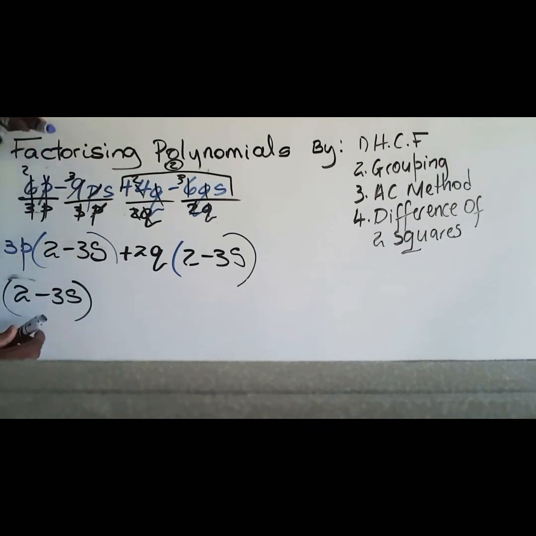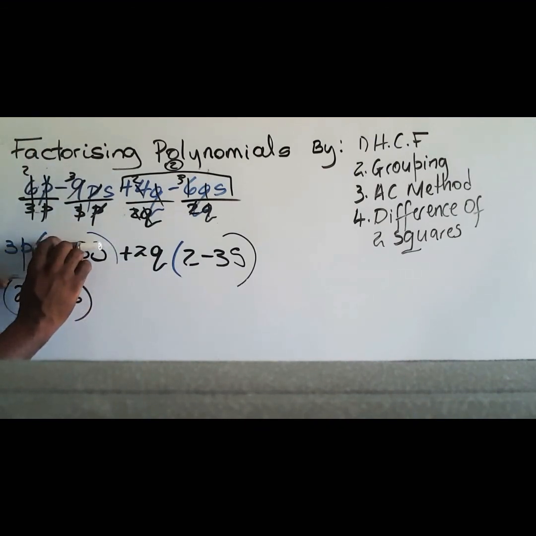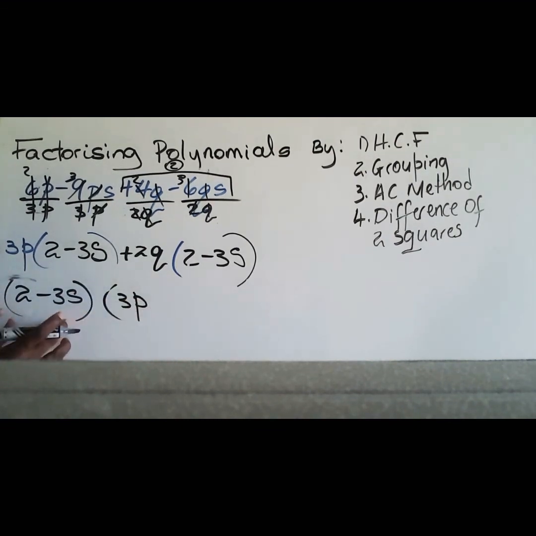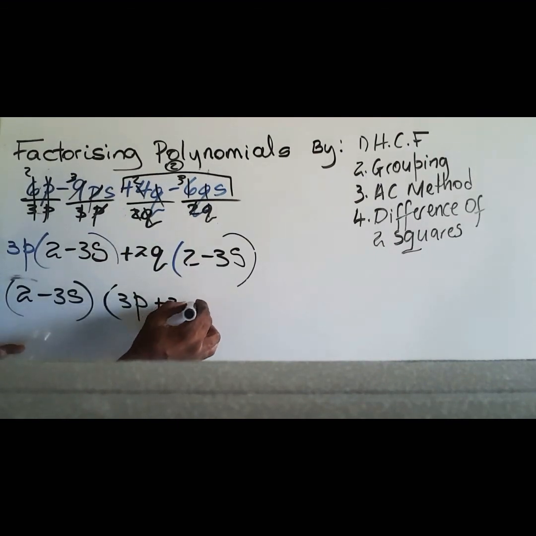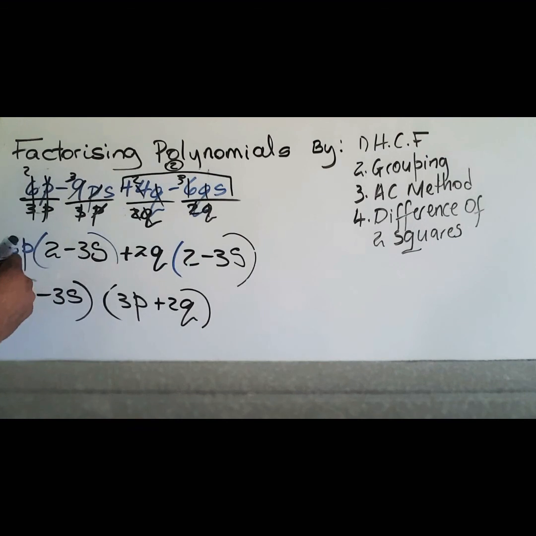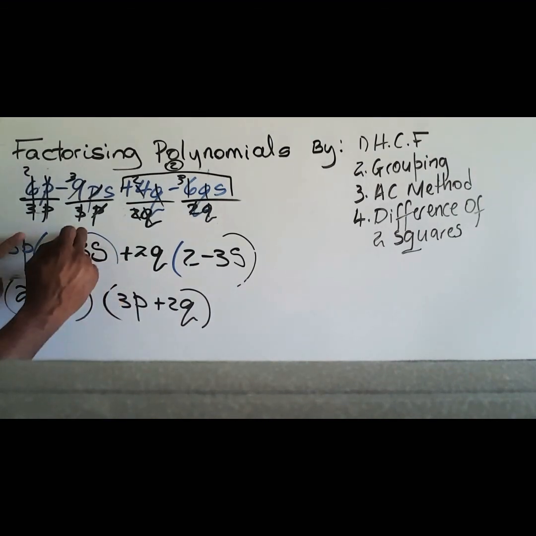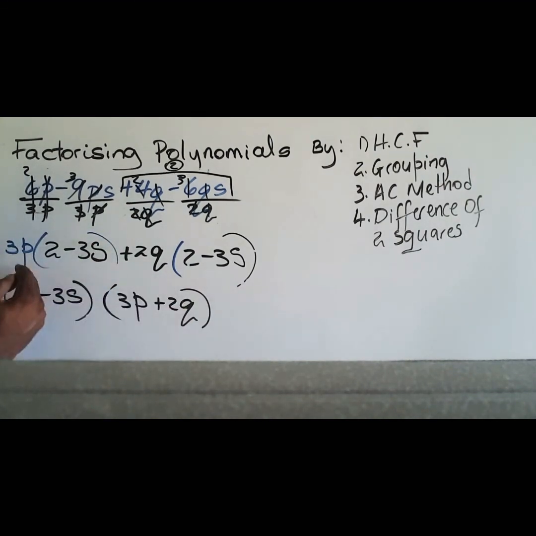Now it is a bit big, so just work with me. What if I should use this to divide into? If I should use the 2 minus the 3s to divide into this, it will cancel. So we'll have the 3p, and if I use it to divide into this, it will cancel. And then I'll have my 2q. So normally what we say is, as soon as you realize that this bracket is identical to this bracket, then you could write back this bracket and put the other two things in the other bracket. So that is factorizing by grouping.